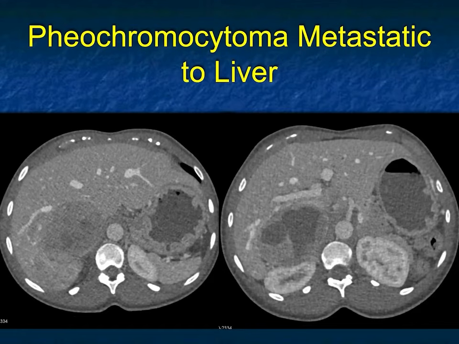Remember that pheos are typically benign lesions. 90% of pheos are benign. 10% are going to be malignant. And this was one of those pheos. And the large pheos are often necrotic, somewhat vascular, but it's the smaller pheos that have that marked vascularity.